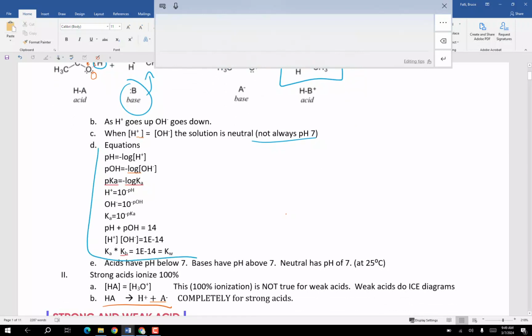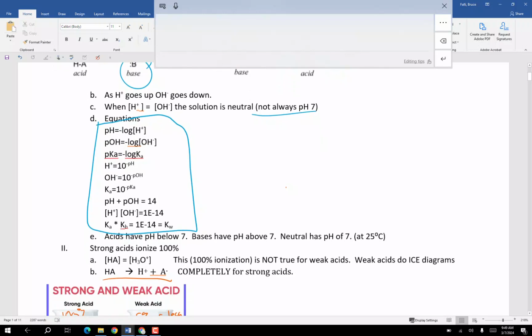Equations we need to know. These are on your equation sheet. Please get out your equation sheet now. We're going to refer to these, and I'm going to pretend you just know where they are. There's a section called acids and bases on your equation sheet, and I'm just going to refer to these like you have them memorized, like you will.